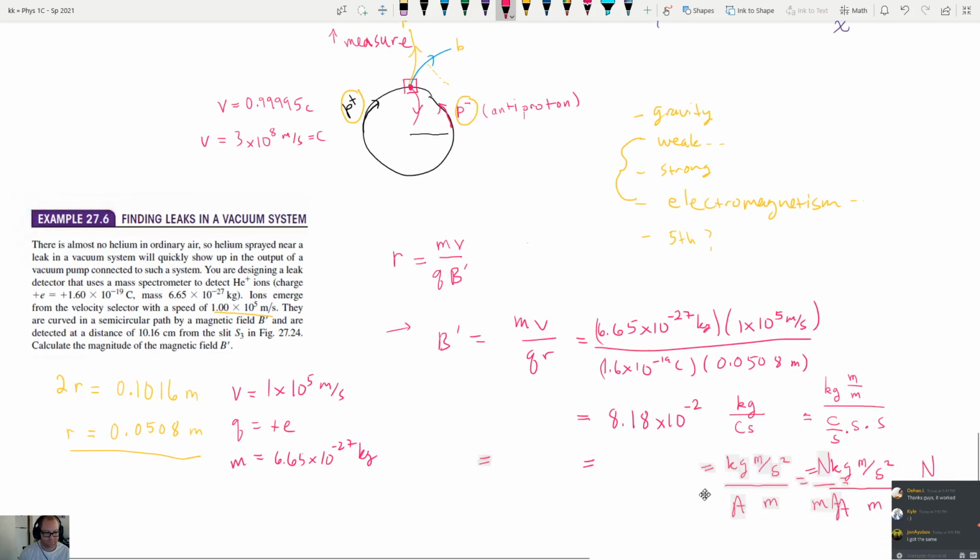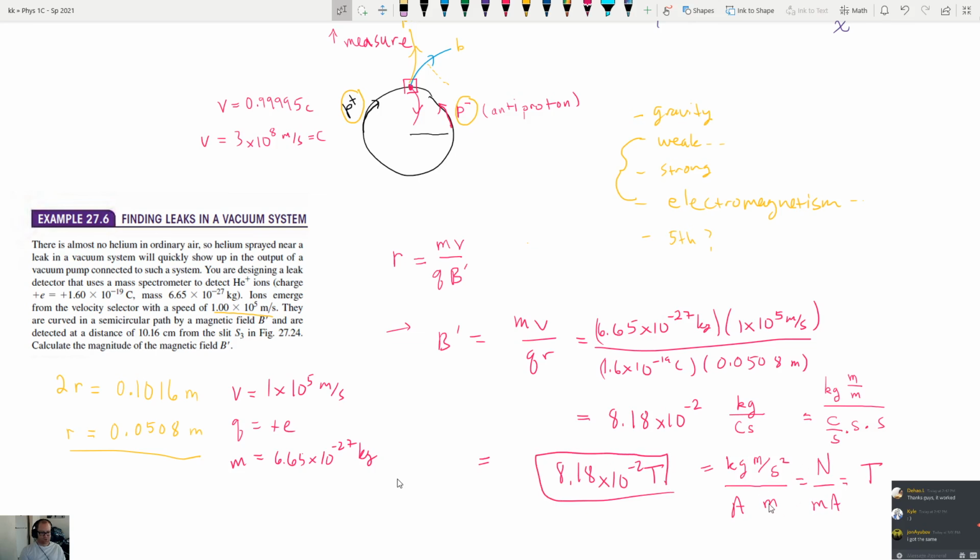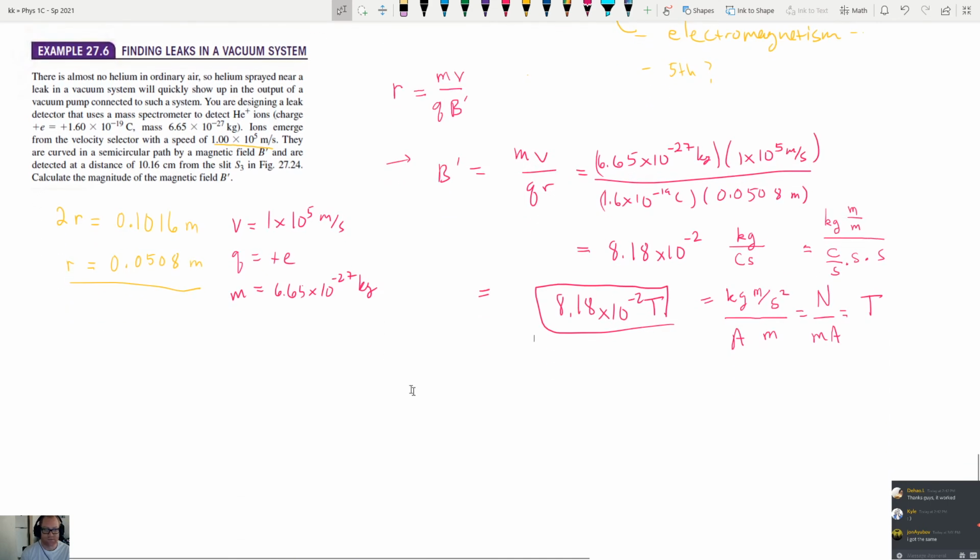Sorry about that, that was being written in the area where you can't see. So that's Teslas, right? Newton over meter amp. So we get 8.18 times 10 to the negative 2 Teslas. I'm just going through the units there because units from electricity and magnetism can be a little confusing sometimes.